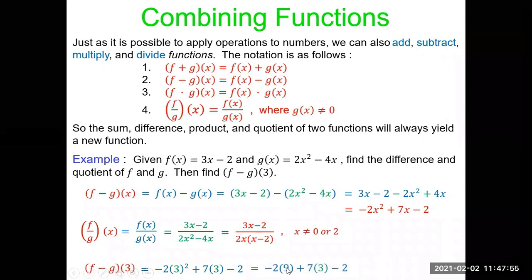3 squared is 9. Multiply each of those separate quantities to get negative 18 plus 21 minus 2, which gives me a final answer of 1. So notice that anytime we're evaluating combinations of functions, we're simply combining functions and then evaluating at indicated inputs.